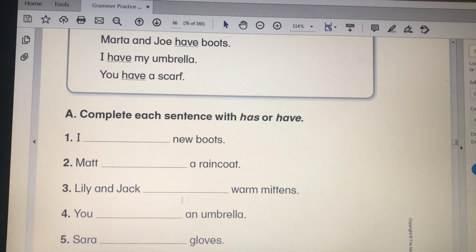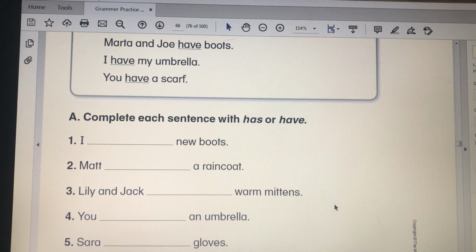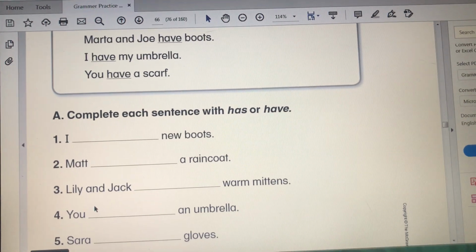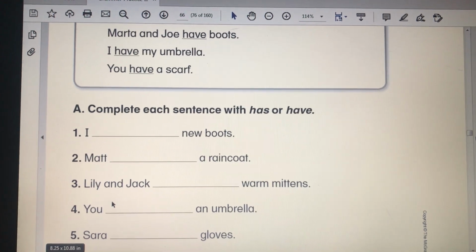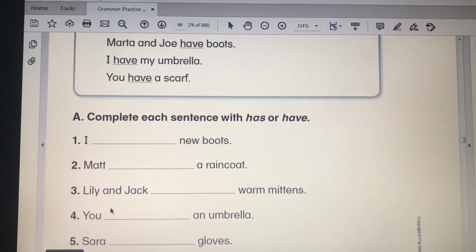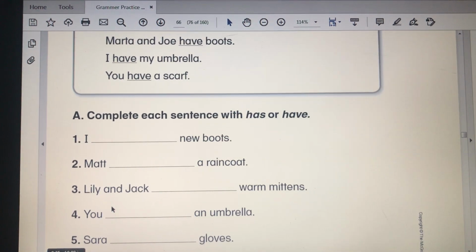3. Lily and Jack blank warm mittens. Where is the subject, guys? Of course students will be giving me the answers here. Lily and Jack are the subjects. Are they singular or plural? They are plural. So Lily and Jack have warm mittens.